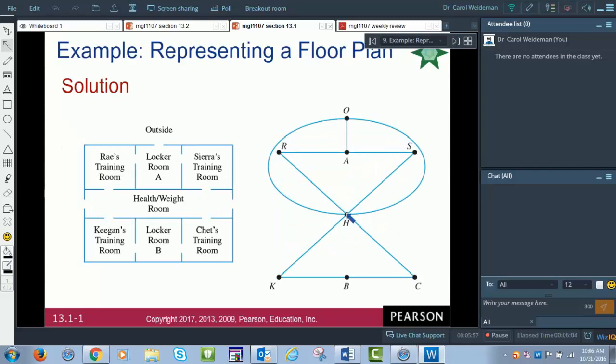Again, remember I mentioned the outside here was connected back to the health room two different ways. It was also connected to locker room A. Locker room A was connected to Ray's and also to Sierra's room. Notice locker room A does not connect directly to the health room. You have to go through the training room, Ray's or Sierra's, in order to get out to that health room. And then down here, locker room B is not connected to the outside. It's connected to Keegan's and Chet's training room. Those two are also connected to the health area, but locker room B is not. Just like the other side, you have to walk through one of the training rooms to get back to the health center. So here's a representation of this floor plan with a graph.